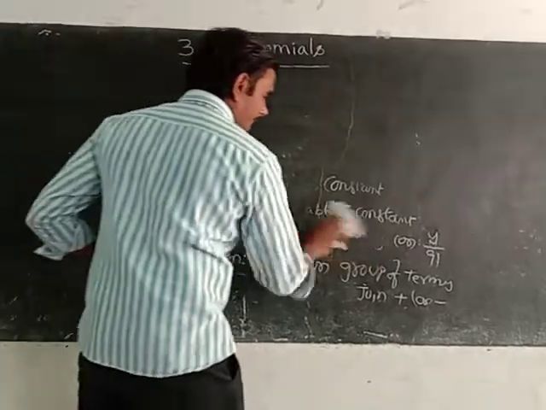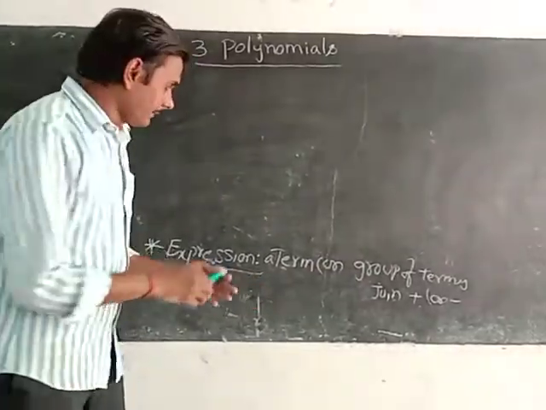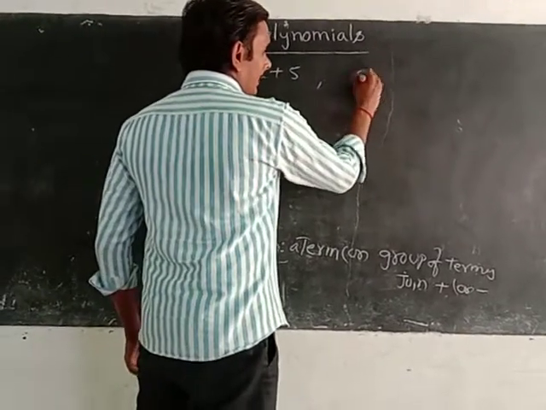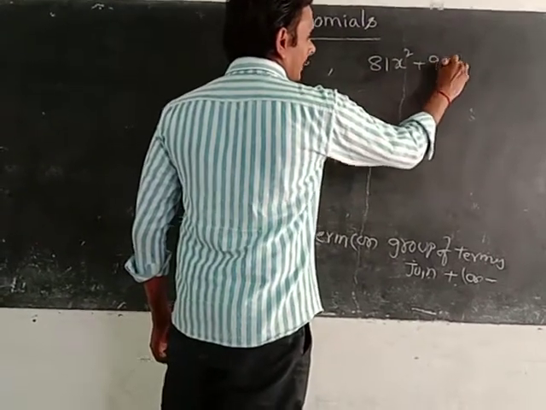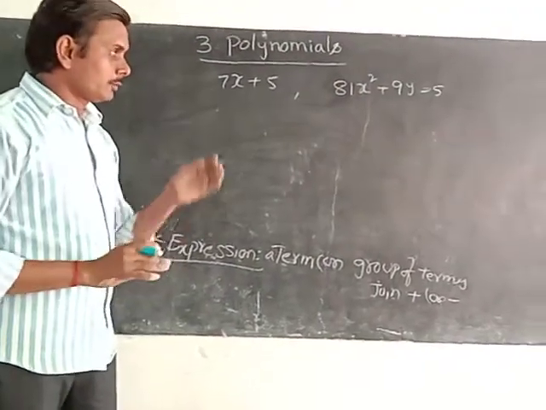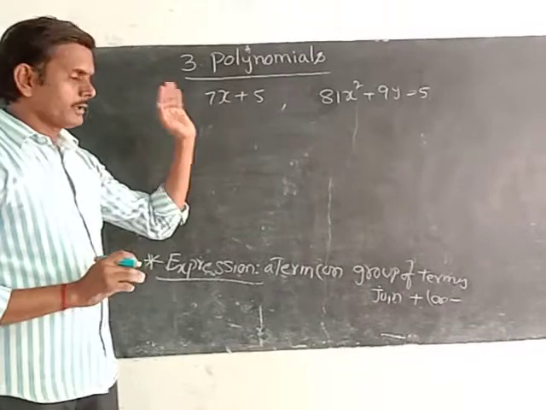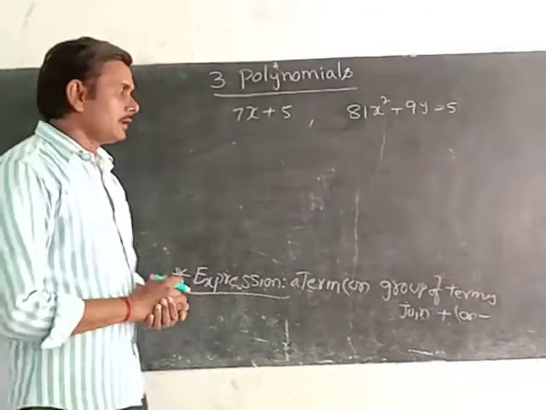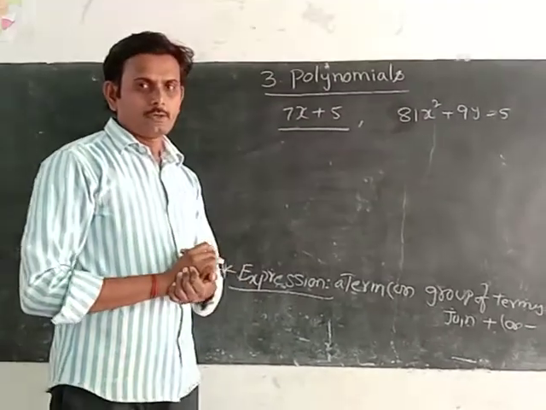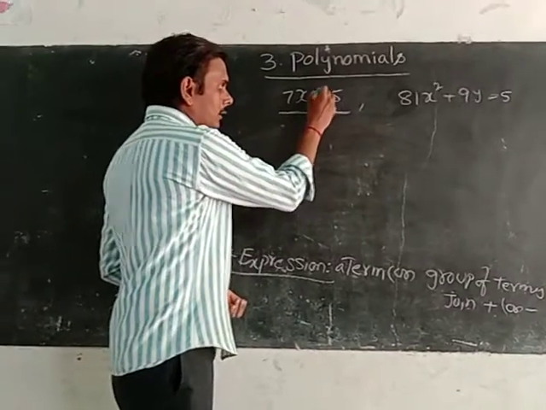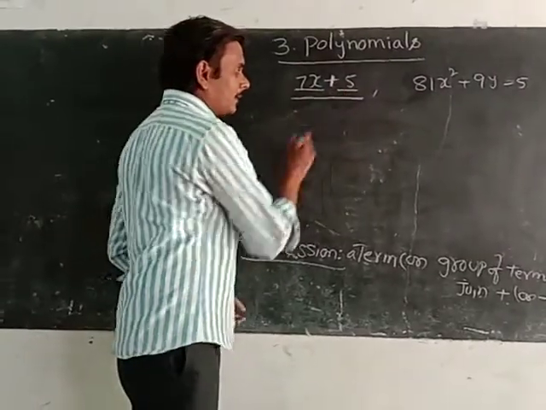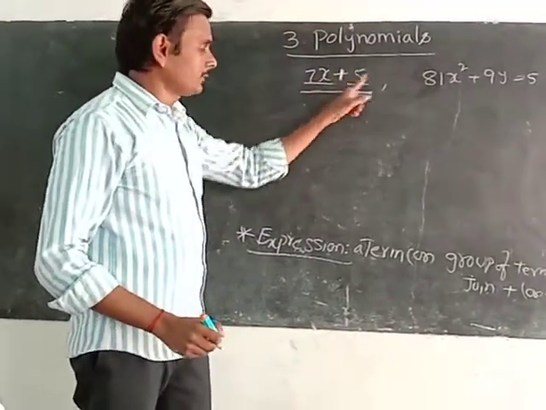For example, here you can see examples of expressions: 7x plus 5, and 81x square plus 9y plus 5 minus 5. These we can take as expressions. If you want to consider the terms, we have to recognize the plus or minus symbols. For example, I want to identify how many terms are there in this expression. We identify the plus symbol; the part before and after it we consider as two terms. One term is 7x, one term is 5.